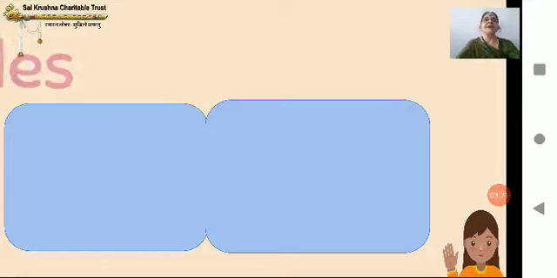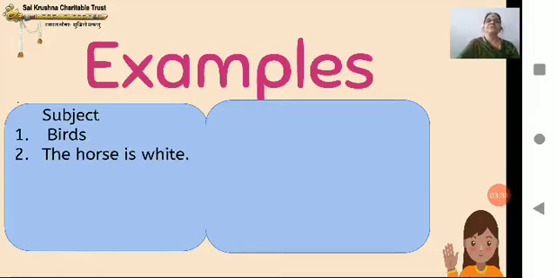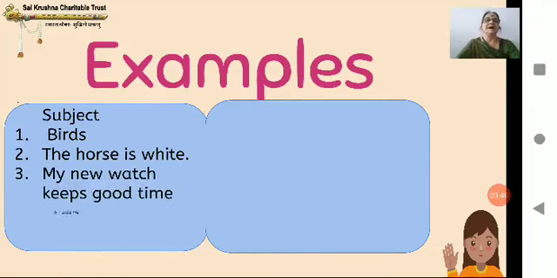Just for your understanding, we have some examples here. Now look at these examples. Subject. Birds is the subject. The horse is white. My new watch keeps good time. Little Hari and Mary. Now you can see birds is the name of a bird. Horse is the name of an animal. Watch is something you're talking about. Little Hari is a boy and Mary is a girl. So they are all nouns. They are subjects.